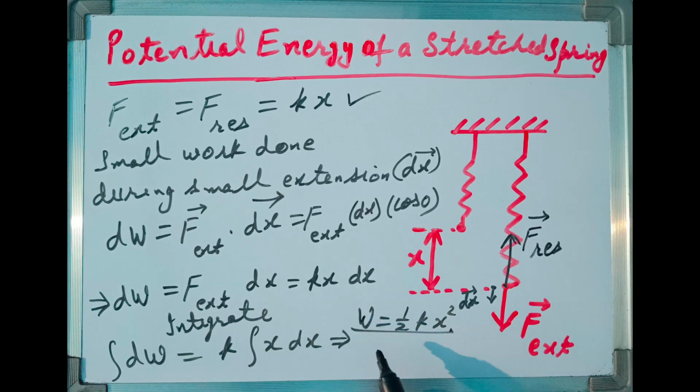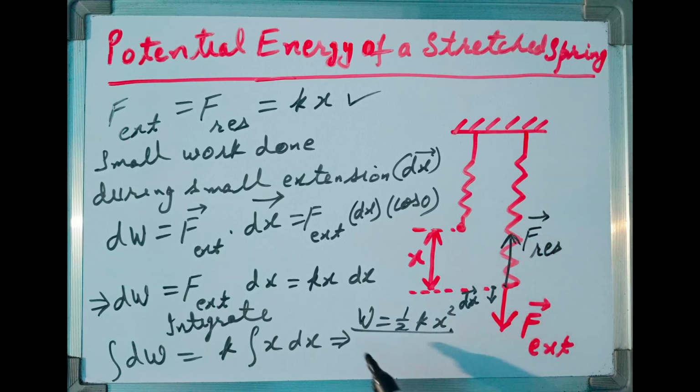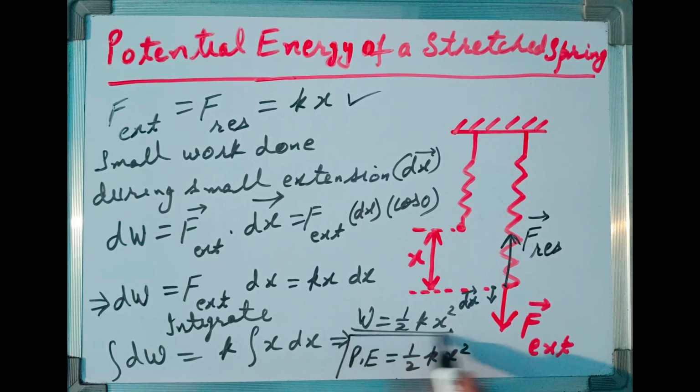This work done during extension of spring length through x is stored in the spring as its potential energy. So the relation for potential energy of a stressed spring can be written as half k x square. This is the final relation for potential energy. Means to calculate potential energy of spring we need the amount of extension and spring constant, that is the property of material of the spring. That's all.